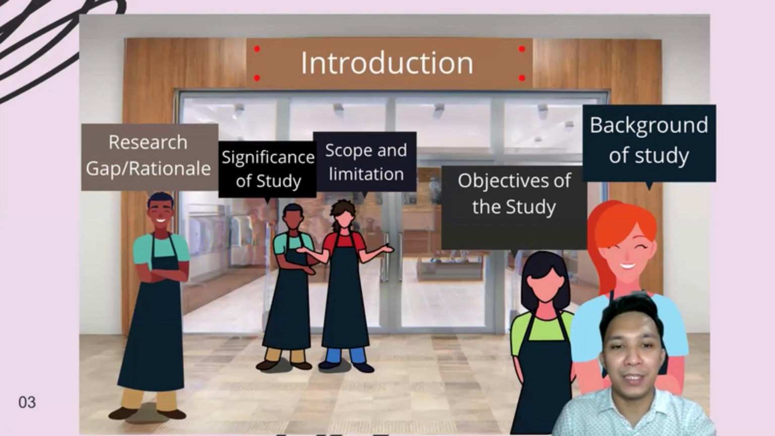Now let's have some parts of the introduction. As we all know, we are going to utilize the new format of research paper, in which you are tasked to do the IMRAD format: the introduction, methodology, results, and discussion. And under the introduction part, it contains several sections. It has the research gap, rationale, significance of the study, scope and limitation, objectives of the study, and background of the study.